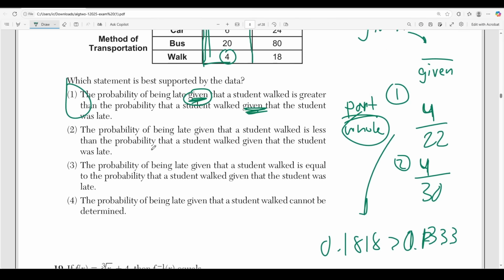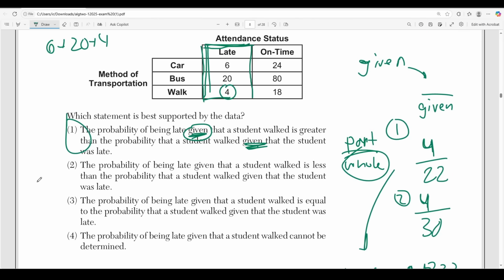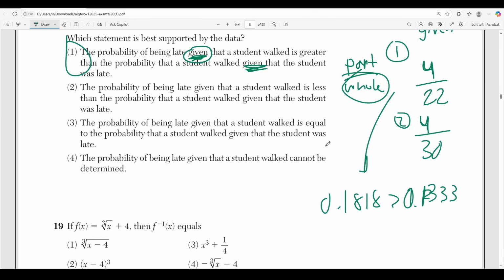So we got lucky here that the correct answer was choice 1, but if it was wrong, you would just have to go through choices 2, 3, and 4 with the same logic. Remember that given means out of. So out of all the students that are late is given that the student was late, okay? So just remember, given goes in the denominator.